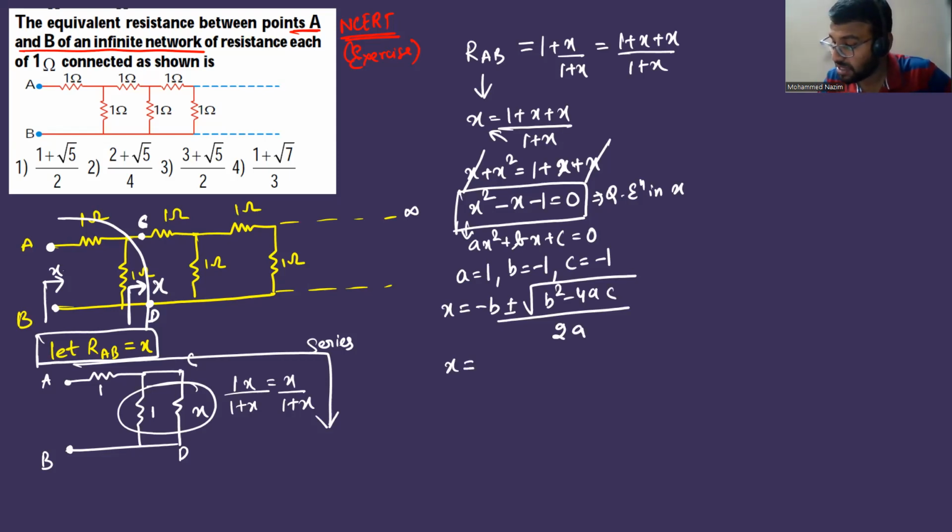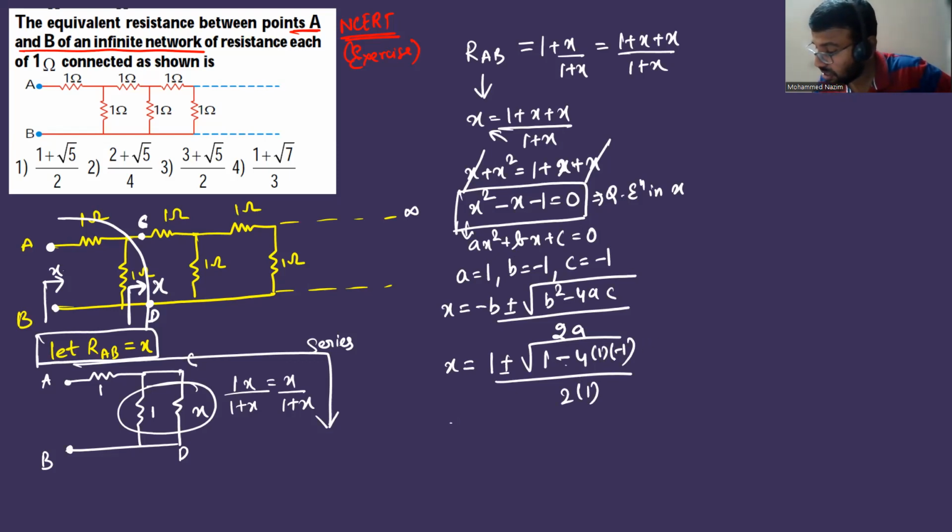Minus B. Minus B is minus of minus 1, so minus of minus will be plus. Root of B square, 1, minus 4 into A, which is 1, into C, which is minus 1, by 2 into A, 2 into 1. Minus of minus will be plus. 4 plus 1 is going to be 5. So this is going to be 1 plus or minus root 5 divided by 2.